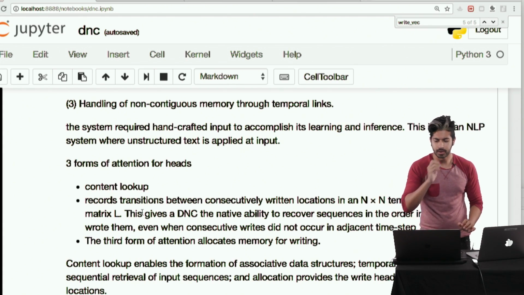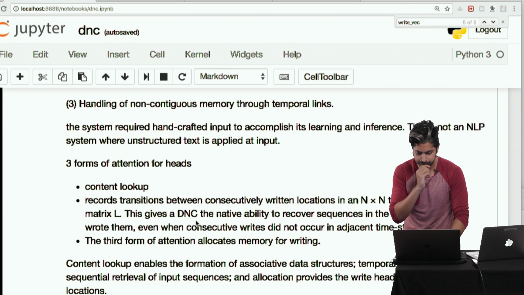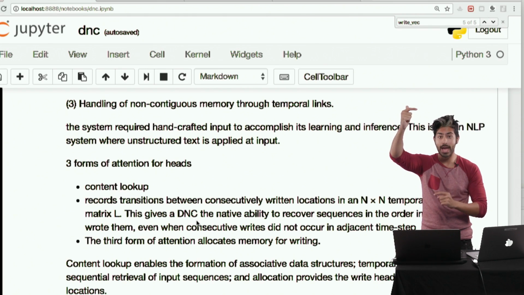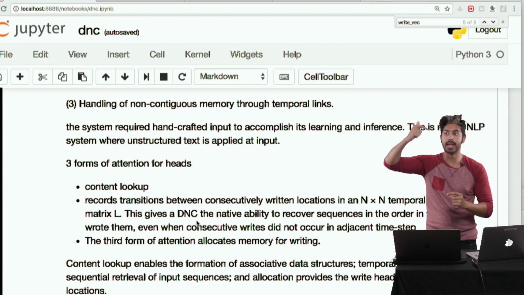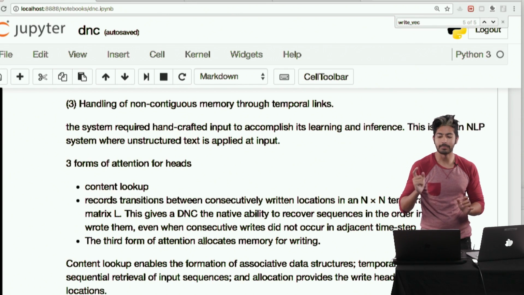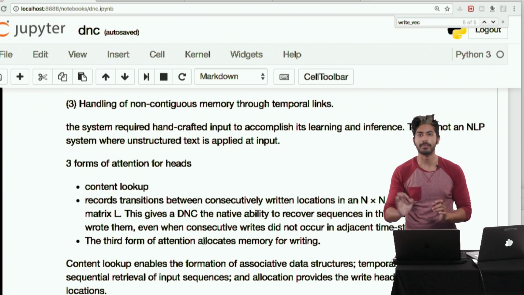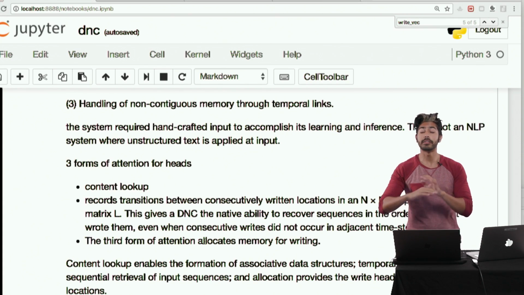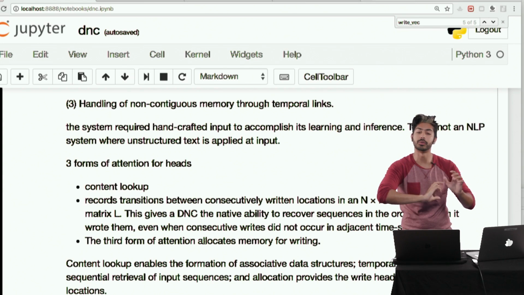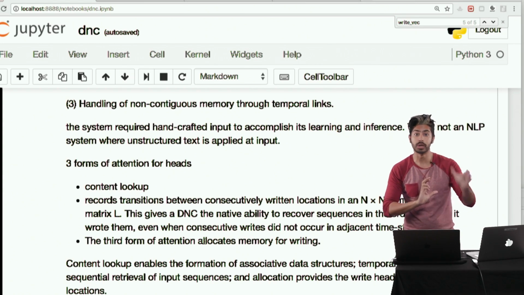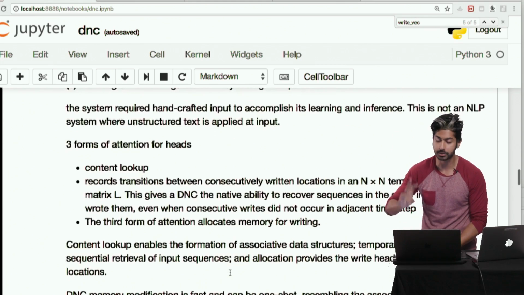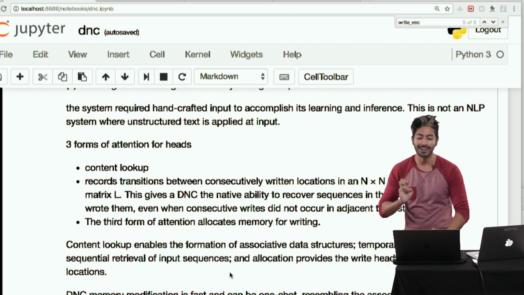The second attention mechanism is the temporal linking. So how do we know the order that things were read and written to memory, and how do we then update our network based on that? And the third one is allocating memory for writing. This is a dynamic allocation for the writing part. Instead of having some static amount of memory dedicated to writing, we are dynamically allocating it. So we're going to erase it and then rewrite over it dynamically. You'll understand more when we get to that part. So there are 3 attention mechanisms here.